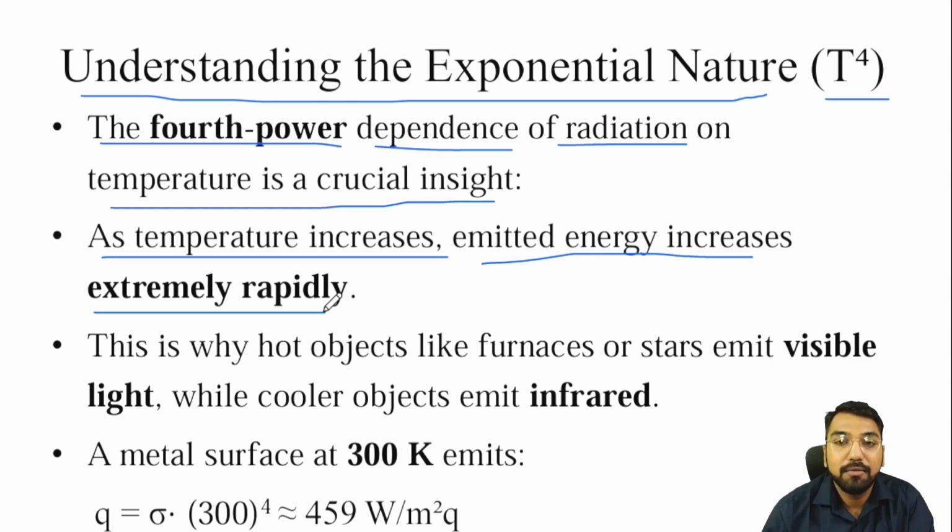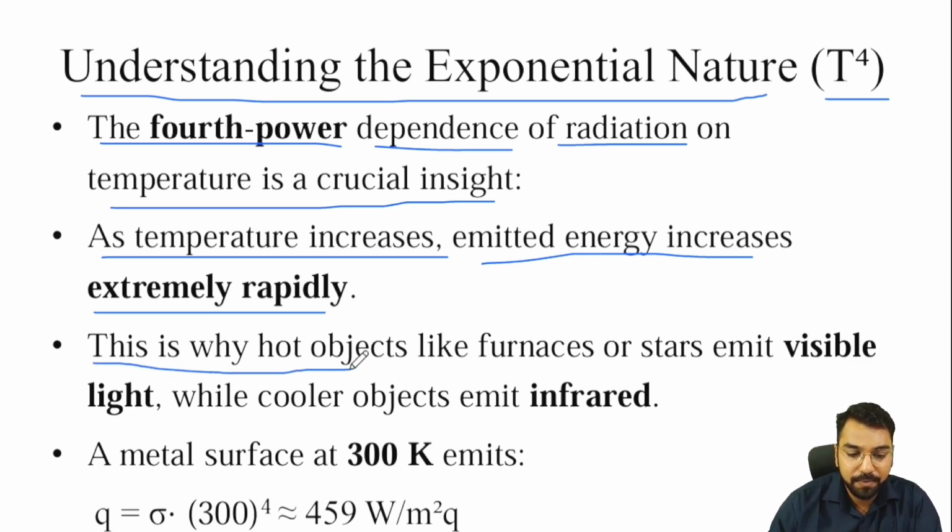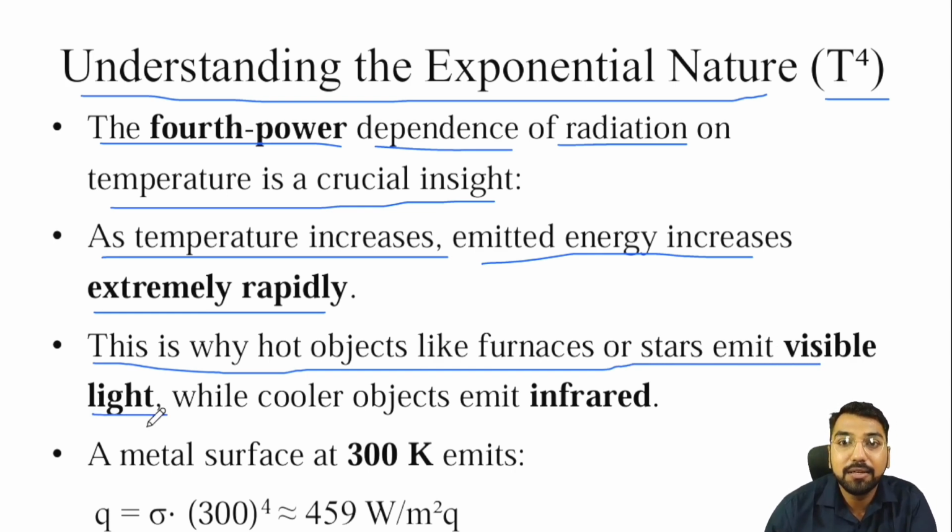So when the Stefan-Boltzmann law says Q is equal to sigma into T raised to 4, because of that fourth power, if we increase the temperature, the total heat energy transferred by radiation increases in a tremendous, rapid way. That is why hot objects like furnaces or stars emit visible light, which travels at the speed of light, while cooler objects emit infrared waves.